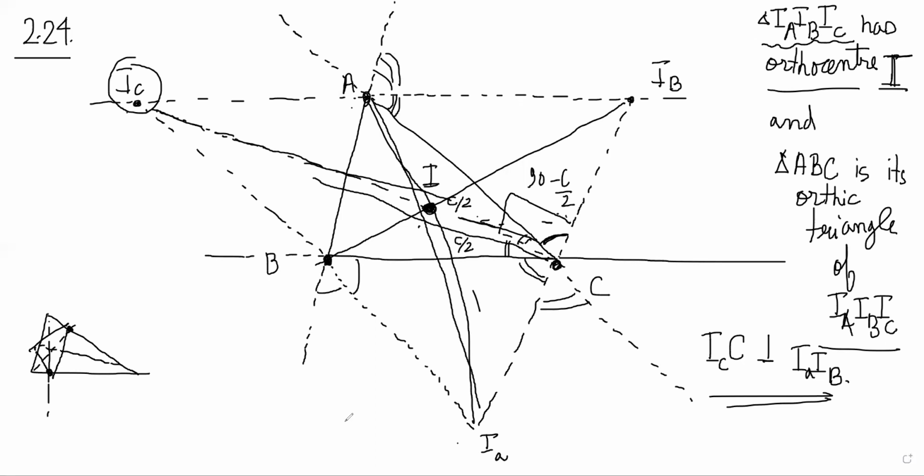So let's look at 2.25. It's called Pitot theorem. You try it yourself for a bit, then we can discuss it if there is any difficulty.